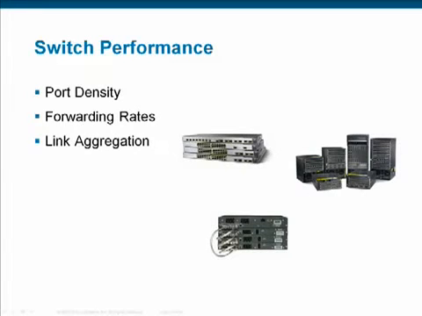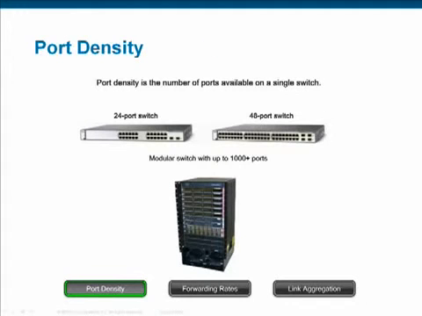Because the different layers in a hierarchically designed network have different functions, the switches at each respective layer must be capable of carrying out those functions. One of the most important features that must be considered when choosing a LAN switch is performance. Characteristics such as port density, forwarding rates, and link aggregation capability will be more or less important depending on where in the hierarchy a switch will be deployed. Port density is merely the number of ports that a switch has. Port density can range from 24 ports in smaller fixed configuration switches to many thousands of ports, which is common in enterprise-level modular switches.